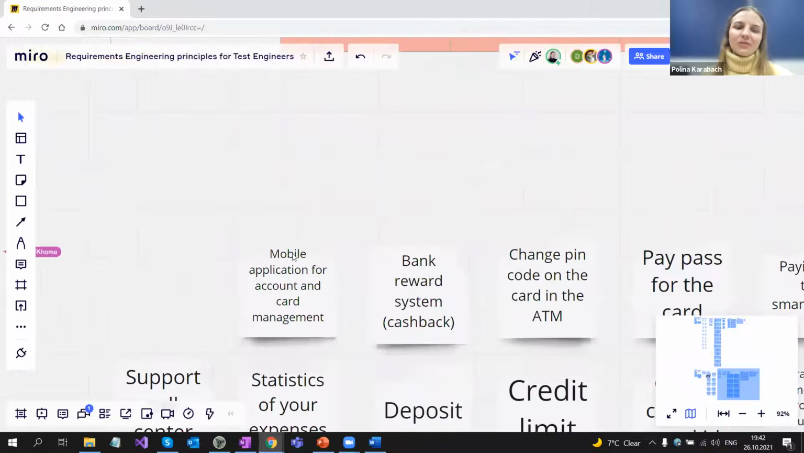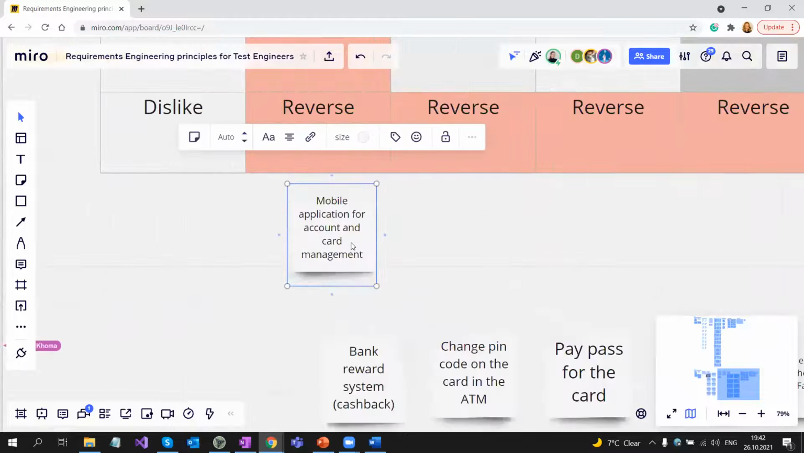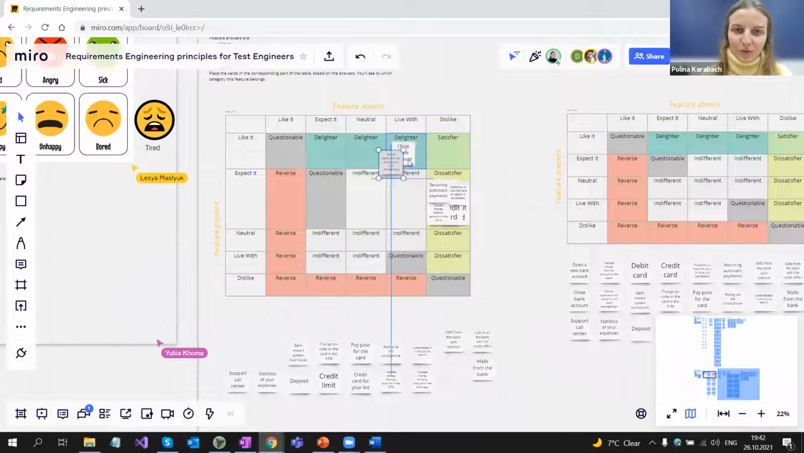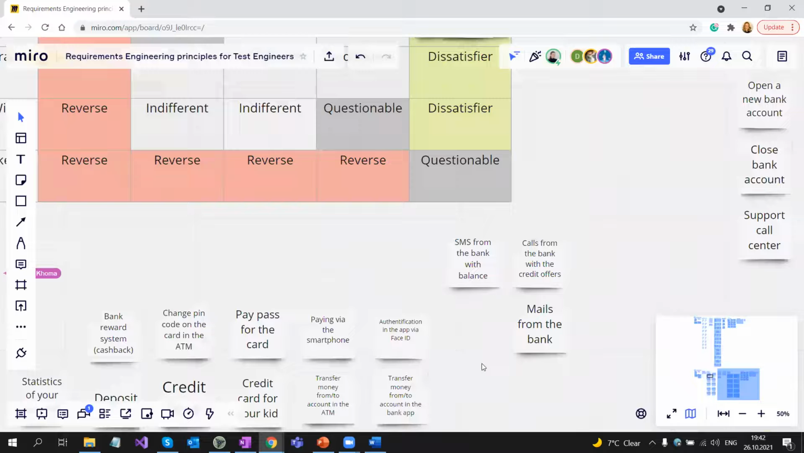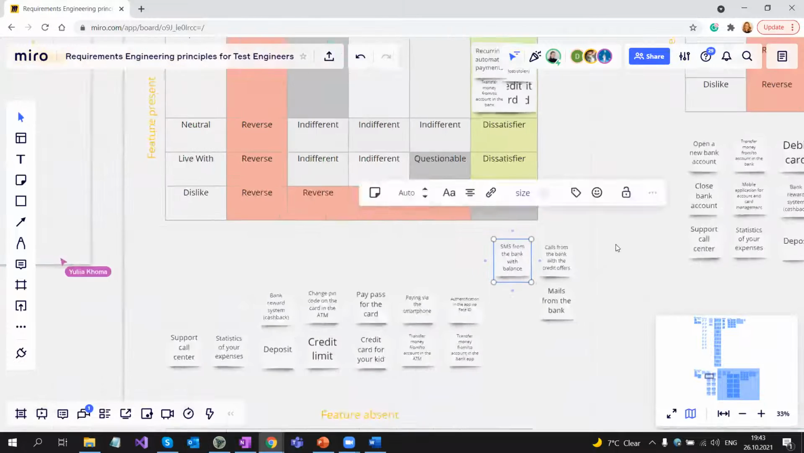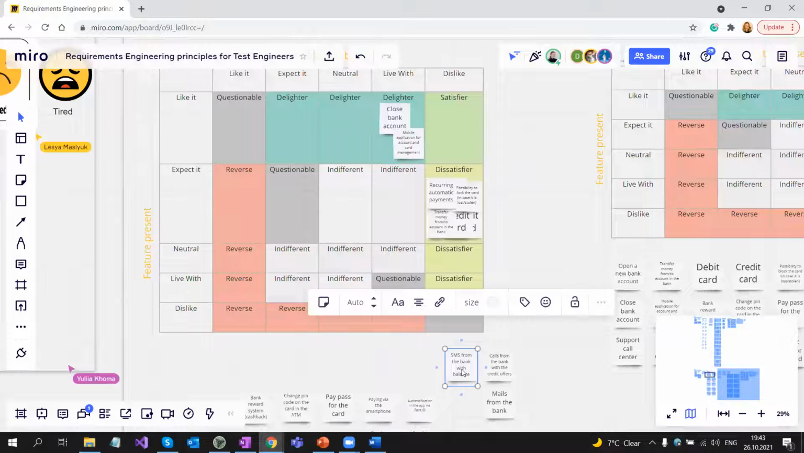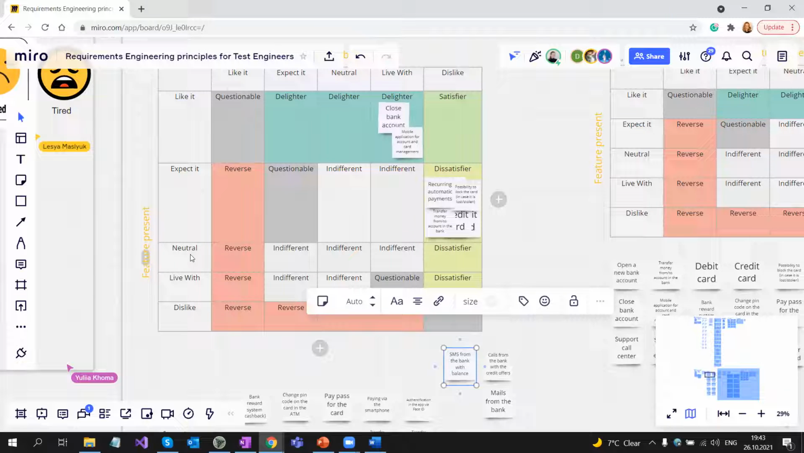Then mobile application for accounts and card management. For me, it will be in the same place as the previous one. Okay, so something you can really live with if it's absent. Yeah. Maybe I'm too conservative, but I don't use mobile banking applications too much. But anyway, as for SMS from the bank, I would balance. It would be nice, but I can live without it. I don't use it myself. So it would be nice if it's present, it's the same place, here or here.